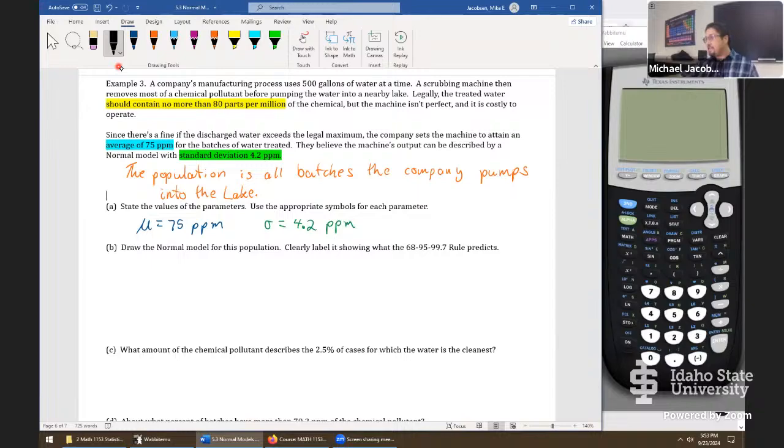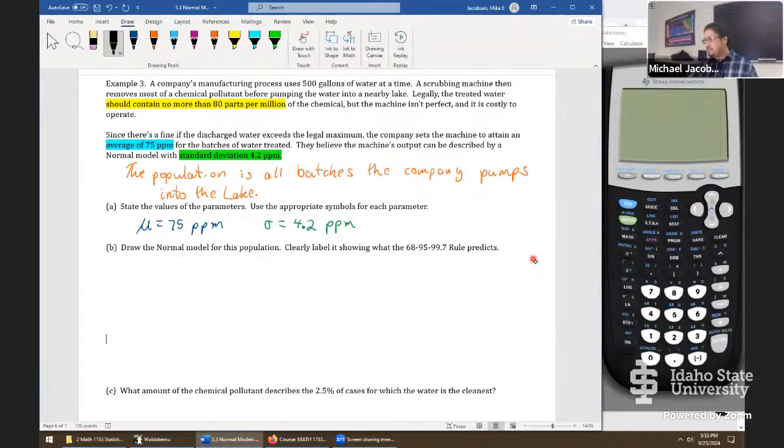So here's the fun part. Draw the normal model for this population and clearly label it. Usually we just start with a horizontal axis going this way. Let's add a little bit of space though. So here's our elongated horizontal axis. Good idea to put some description here. This was parts per million of a chemical pollutant. So let's say parts per million of the chemical pollutant. Okay, so now we know what our axis represents.